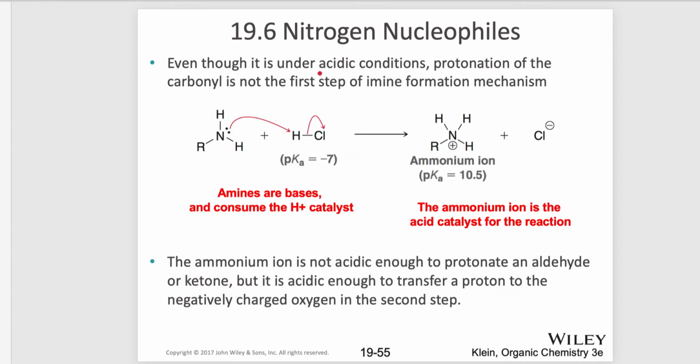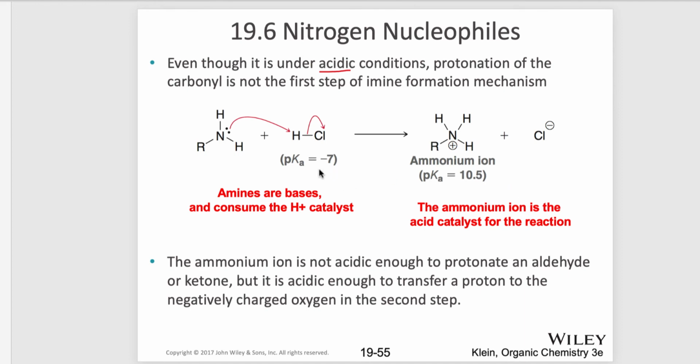So even though we have acidic conditions, protonation of the carbonyl group is not the first step for imine formation. This is more involved in advanced organic chemistry. Basically, we're protonating this nitrogen, and there is an equilibrium with the ammonium ion. We tend to have a specific range. Amines are bases, and they will consume the proton. And then we form the ammonium ion with nitrogen having 4 bonds.